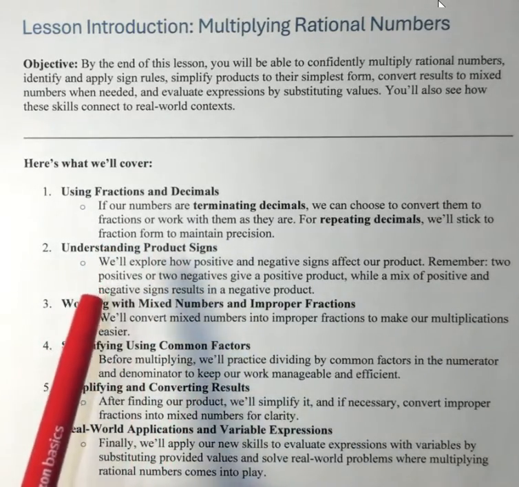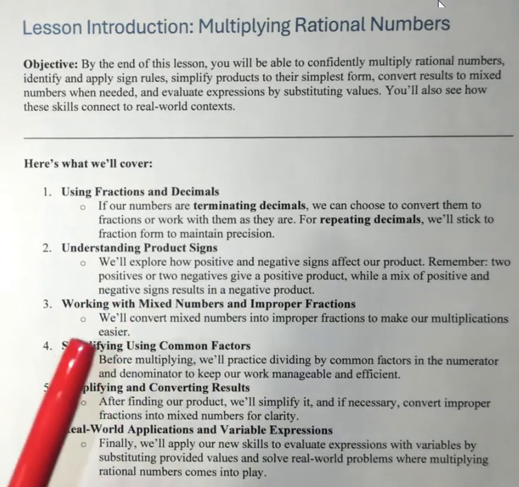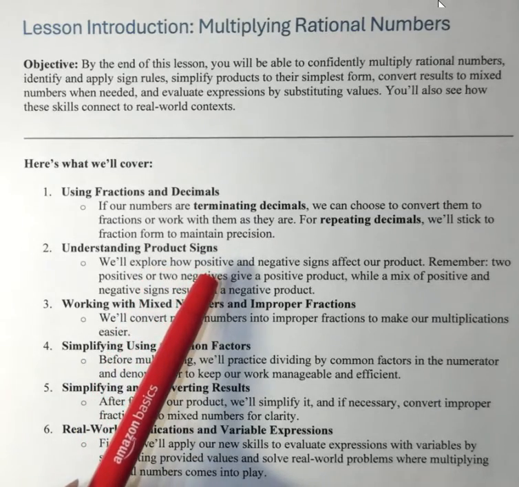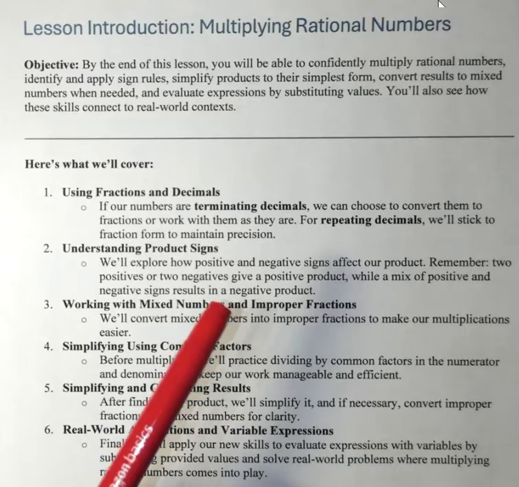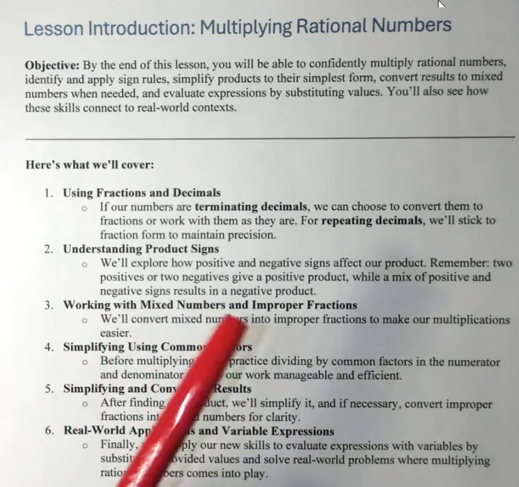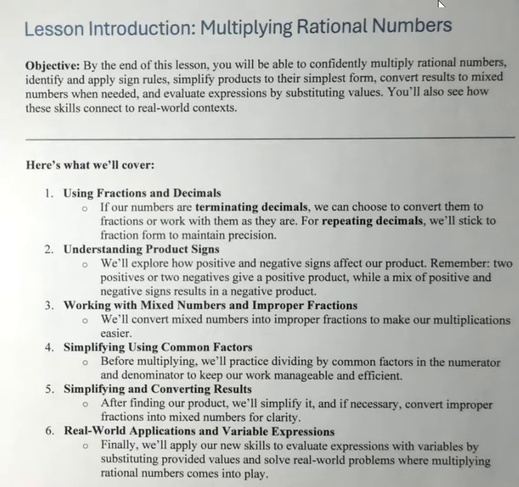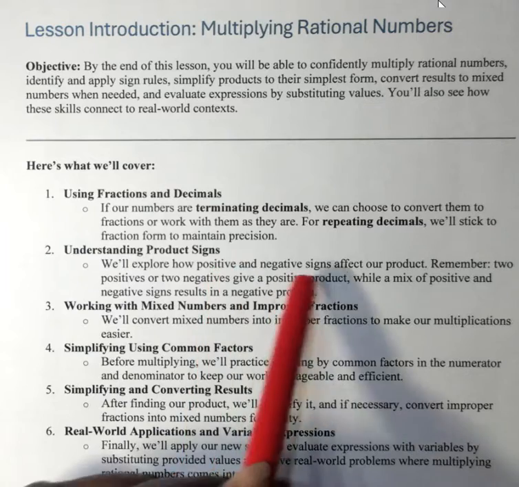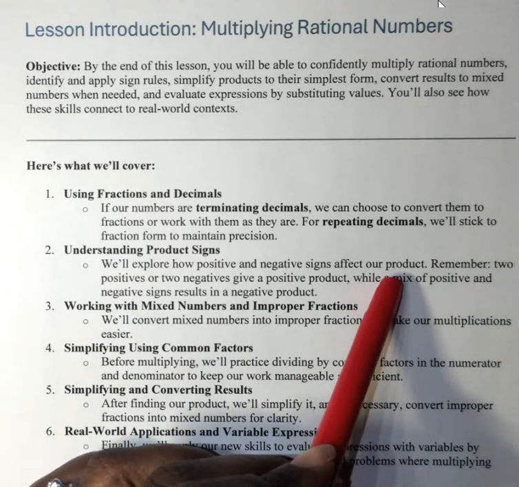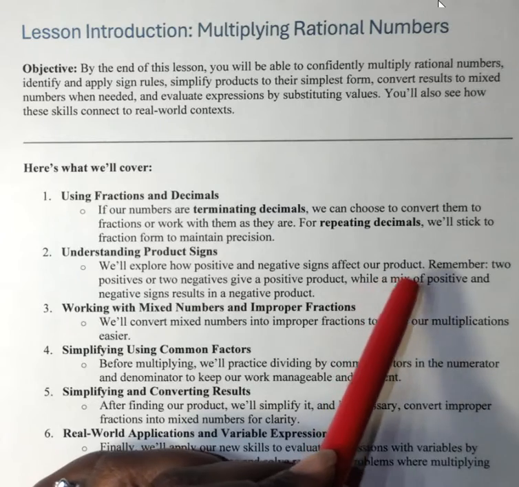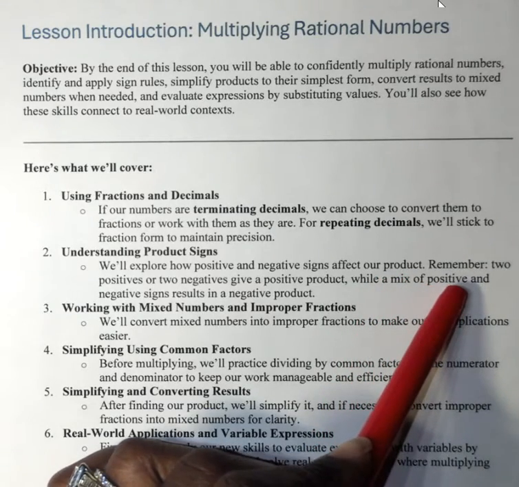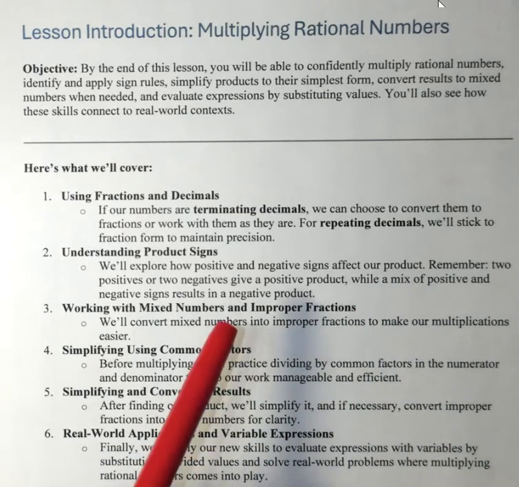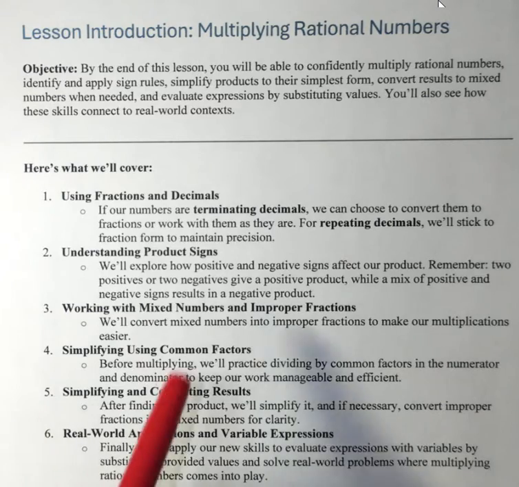We are going to understand a little bit better about our product signs. So remember, we're going to see signs, and we're just going to talk about it the same way that we did in the last few lessons. So we will look at our positive and negative signs and see how they affect our product. The thing that I want you to take away in terms of our product signs is remember, two of a kind is always going to be positive. And if we have a mix of negative and positive, so an odd number, then it is going to be a negative product.